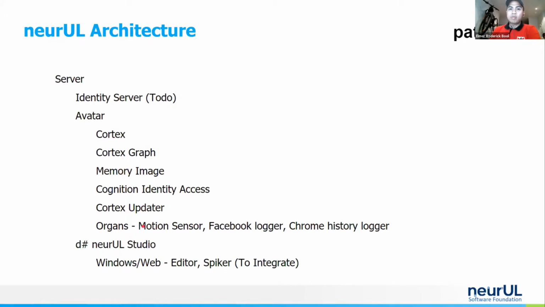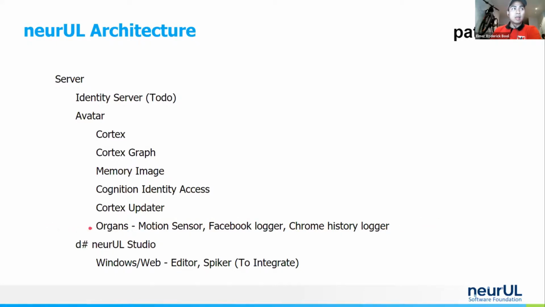So you have, for example, motion sensors, a Facebook logger, a Chrome history logger, which are all running as apps in, for example, your phone, in your laptop. It can be a very small device that's just beside your door, which all sends data to your cortex. So these are like your sense organs or your locomotor organs, right?